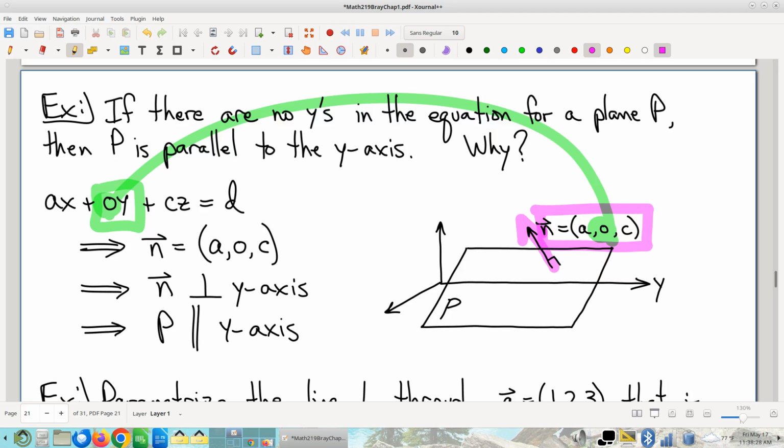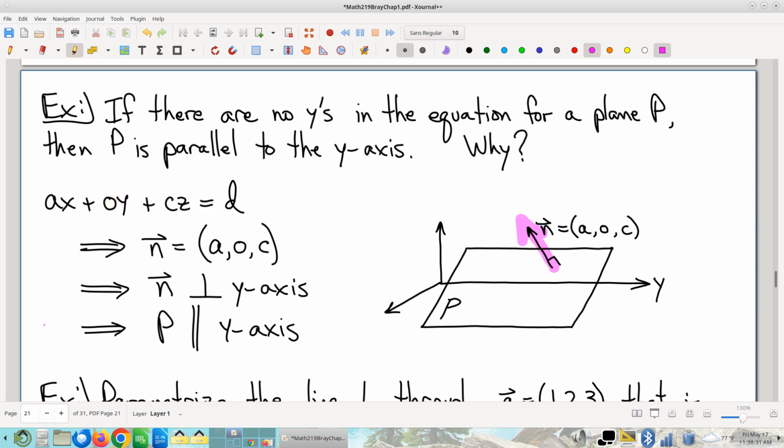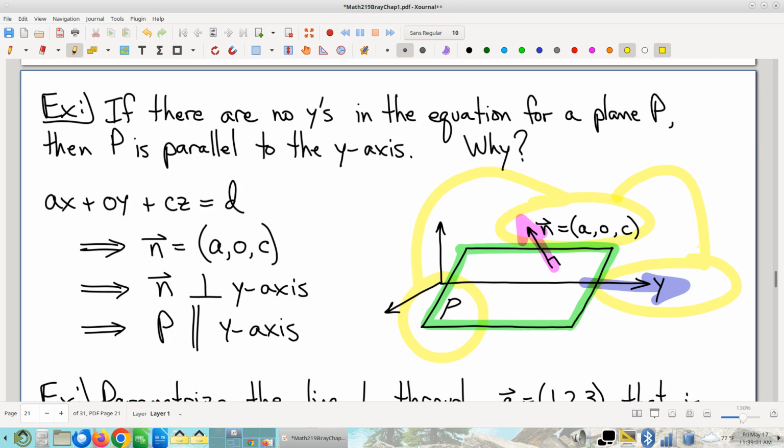And now I make a geometric appeal. That means it's got to be perpendicular to the y-axis. But wait a second, the plane that we were looking at is perpendicular to the normal vector too. So now I'm going to make what I'm going to call a transitivity argument, loosely speaking. The plane is perpendicular to the normal vector. The normal vector is perpendicular to the y-axis. And from that, I'm going to conclude that the plane must be parallel to the y-axis. Everybody see how that works?